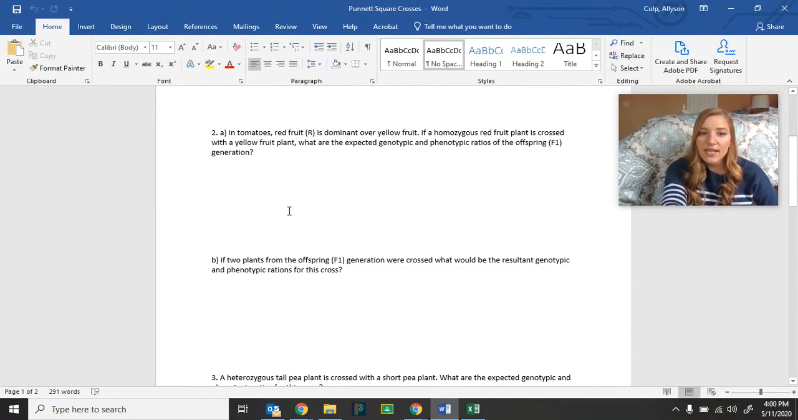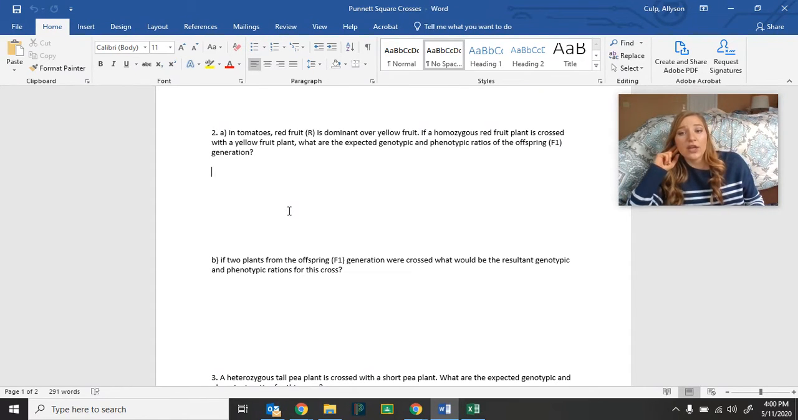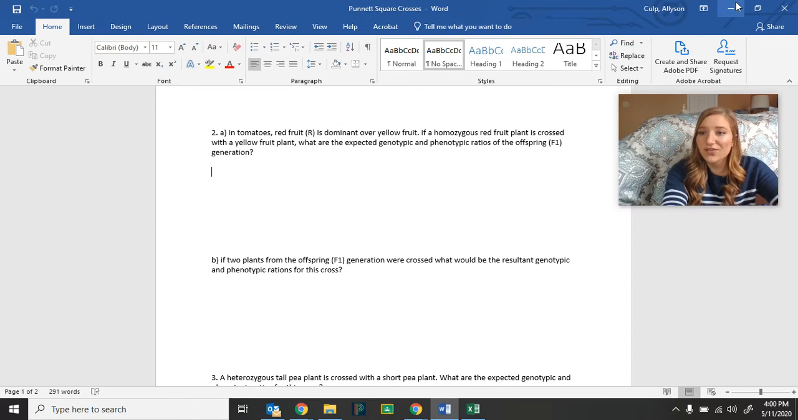Let's do another one. In tomatoes, red fruit is dominant over yellow fruit. I think I just made some of this stuff up, so just whatever. If a homozygous red-fruited plant is crossed with a yellow-fruited plant, what are the expected ratios of that F1 generation, which means the first generation, which means their babies?